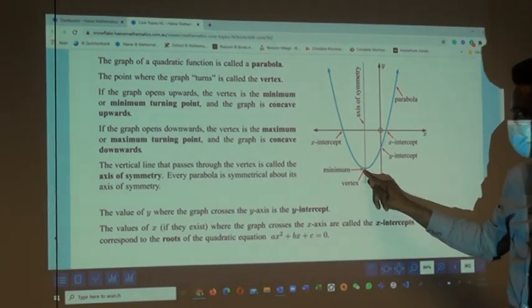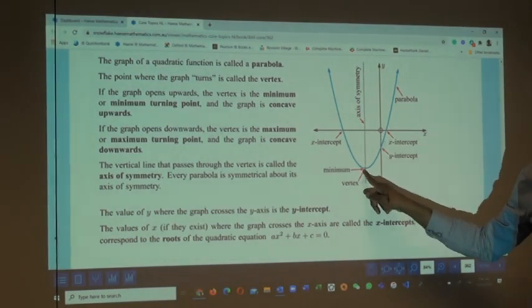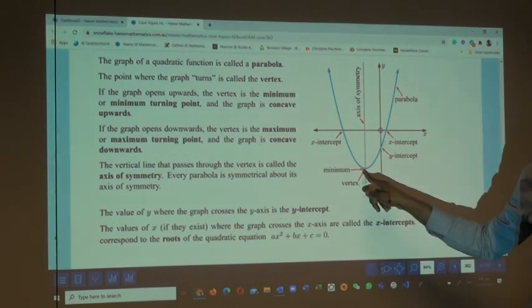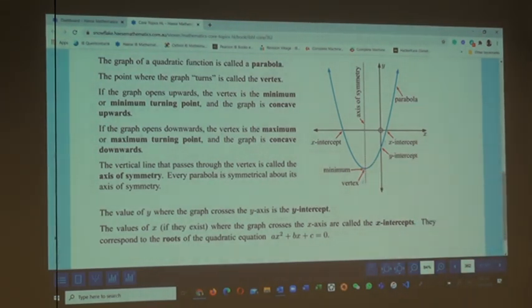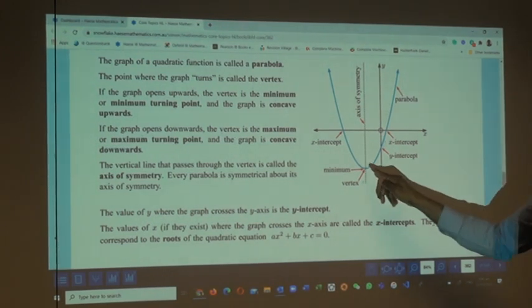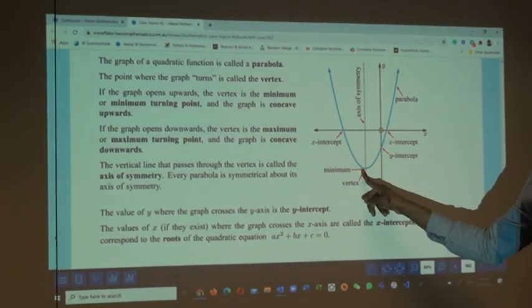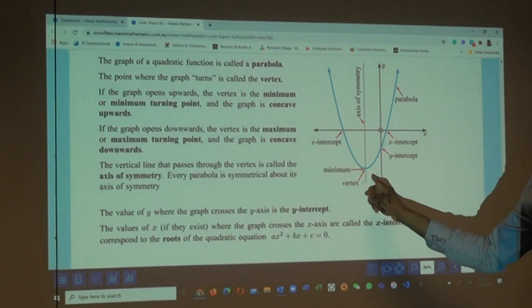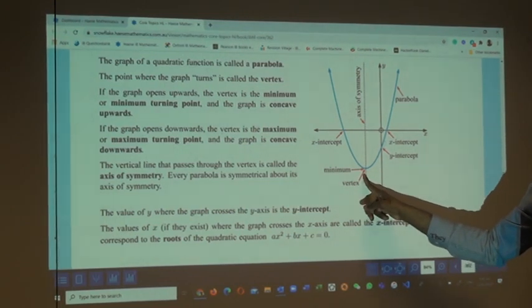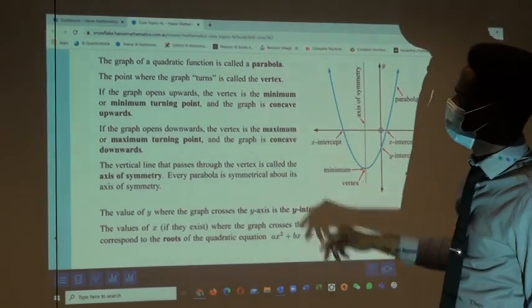This turning point is the vertex. Just like the vertex of a shape. Remember, we call this vertex in a shape, right? This turning point is the vertex. So it's a point. It contains x, y. Okay? The next thing is the minimum and the maximum.